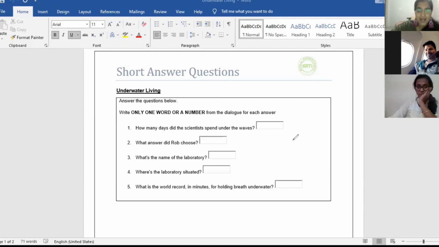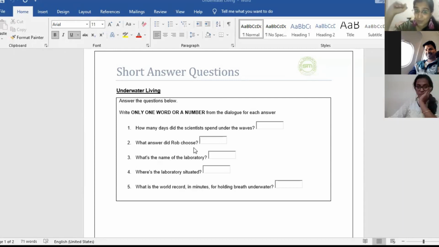Okay, so our first answer: how many days did the scientists spend under the waves? It's 31. What answer did Rob choose? He chose option B. So just write B. You don't have to write 18 minutes because he says, I choose B. So just write B, that's enough. Because if you just write 18, it makes no sense. You will have to write 18 minutes, but here the instruction is only one word or a number. So I can either write a word or a number.